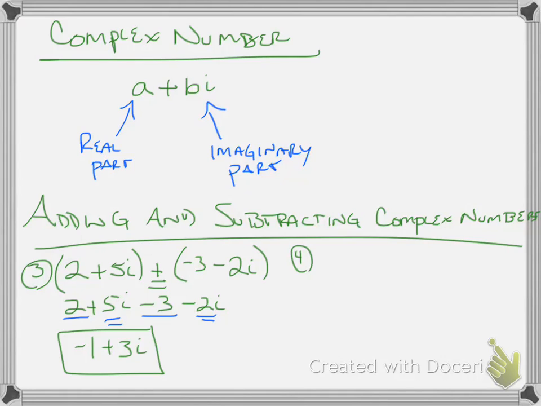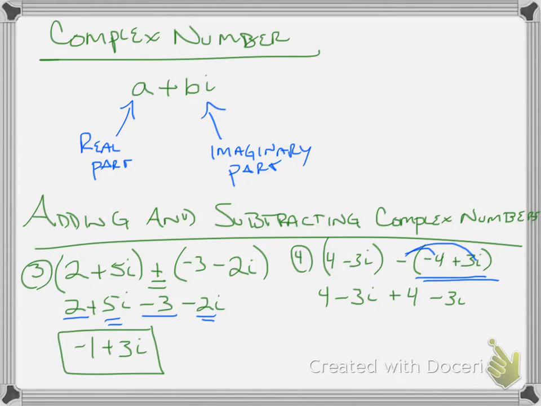The only difference with subtracting complex numbers is that you have to understand you're subtracting this whole term, that whole parentheses. So what you need to do, I'm going to do the same thing. I'm going to get these out of the parentheses. So this is still 4 minus 3i. But because I'm subtracting this parentheses, I'm going to distribute the negative into it, and that's going to make this a plus 4 and minus 3i.